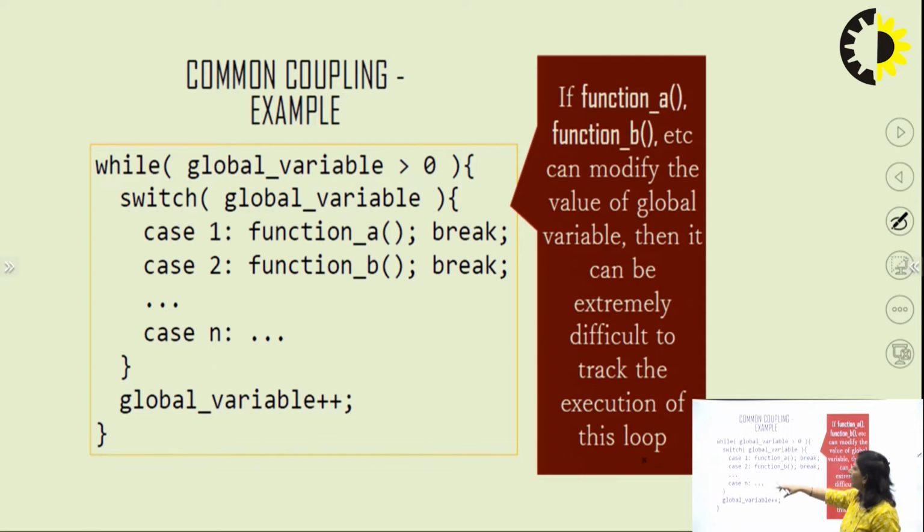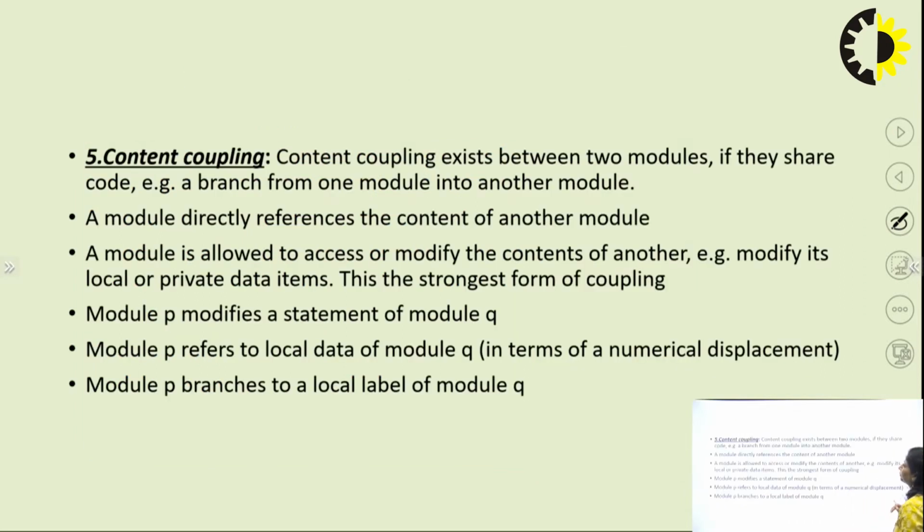Or I will say, in a global variable, if it is greater than 0, we can switch on the variable. If case 1, call function A, function B, and in the other variable the global values will be incremented again. So here function A and function B can modify the value of the global variable. Then it becomes extremely difficult to track the execution of this particular loop, since every time the values are incremented.